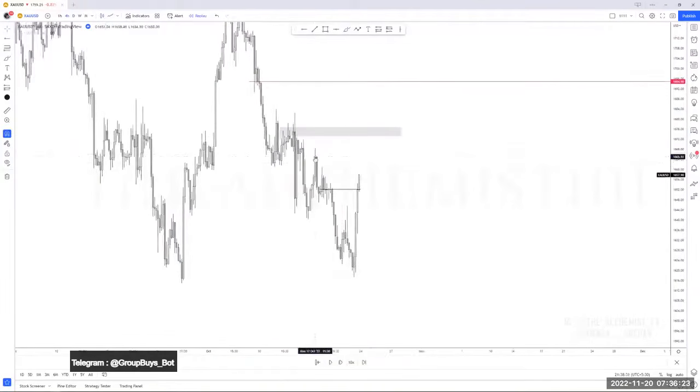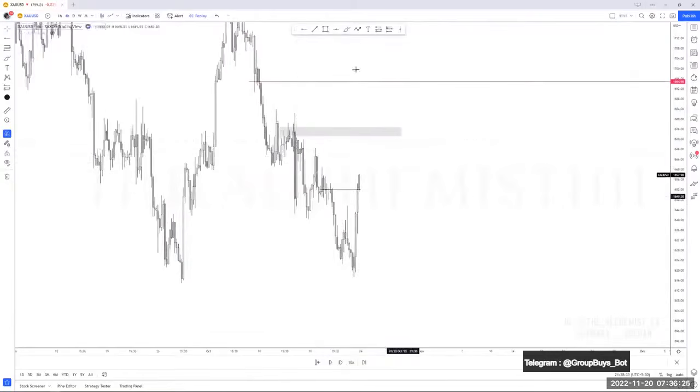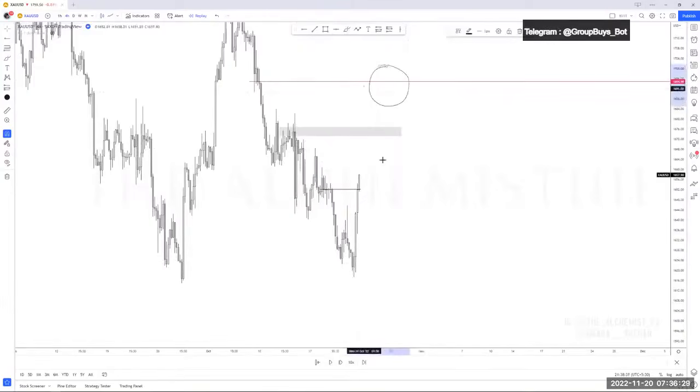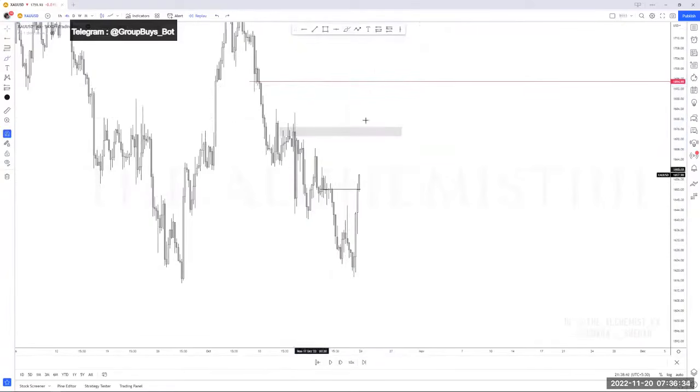Like we're not bothered about this because we are in a weekly to weekly storyline. So price has now closed above the weekly zones. So price needs to get here now. But before it gets here, it has to react from this.